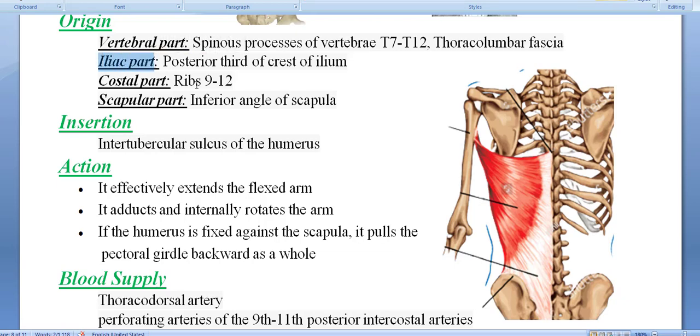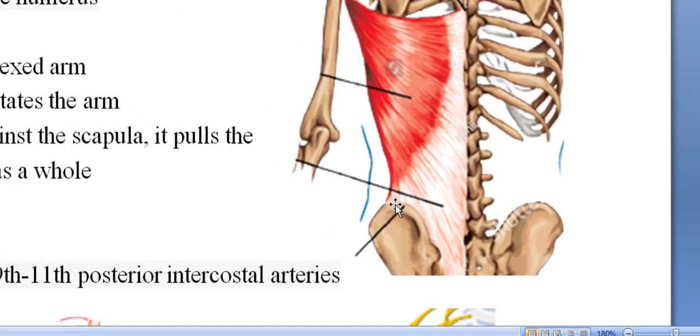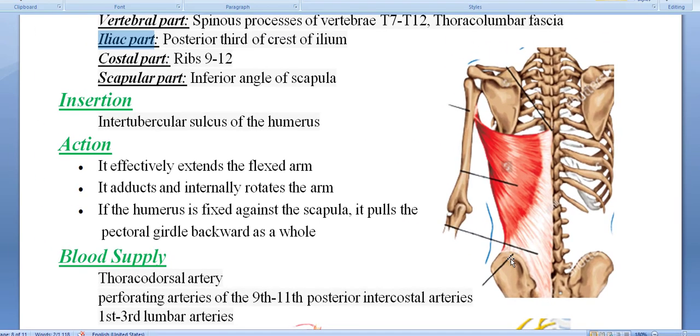Then there is the iliac part of it. It is attached to the posterior third of the crest of the ilium. If you follow the cursor of my mouse, you can see this is the iliac crest, this is the anterior side of the iliac crest, and this is the posterior side. So the iliac part of this muscle gets its origin from the posterior third of the crest of the ilium.